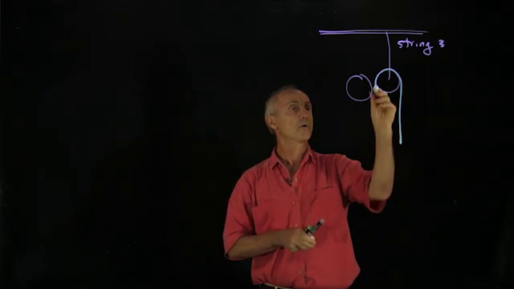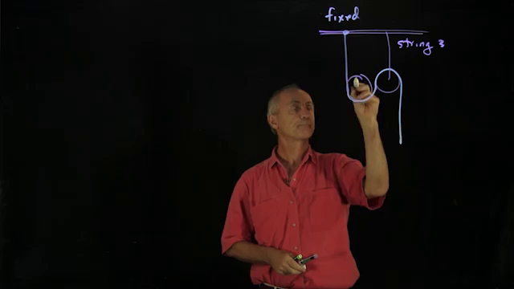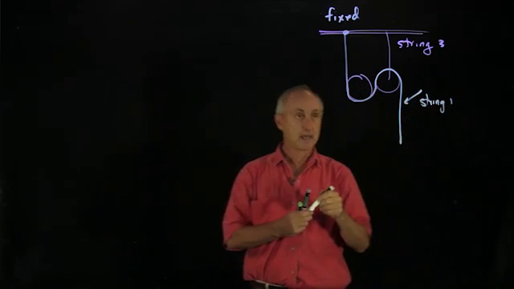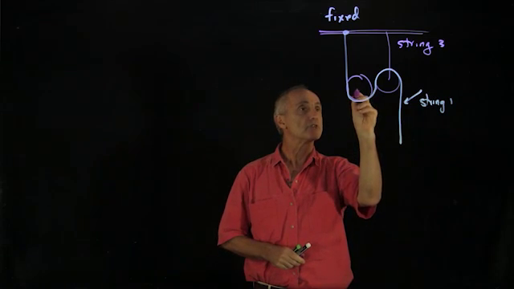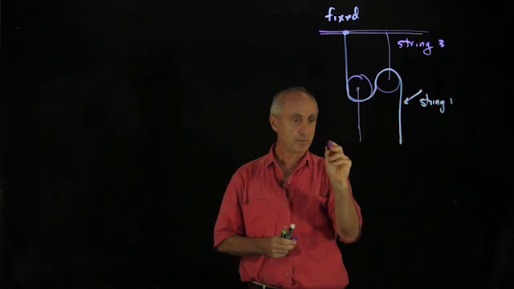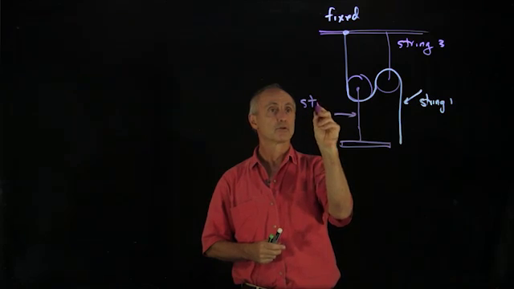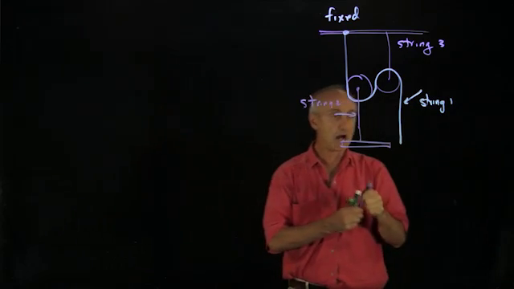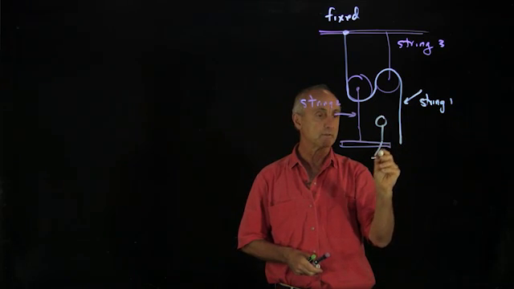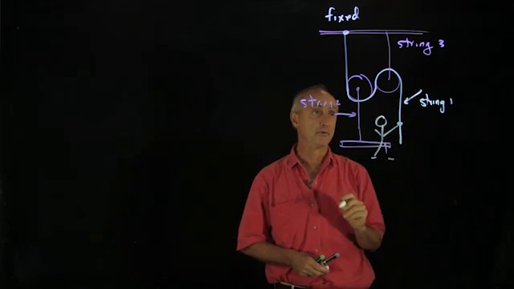So this rope is going around another pulley, and it's fixed to the ceiling. And this is what we're going to call string 1. And then there's another string that comes down to a platform. And this one we're going to call string 2. And sitting on the platform is a person. So we have a person sitting on the platform, and that person is pulling the rope down.